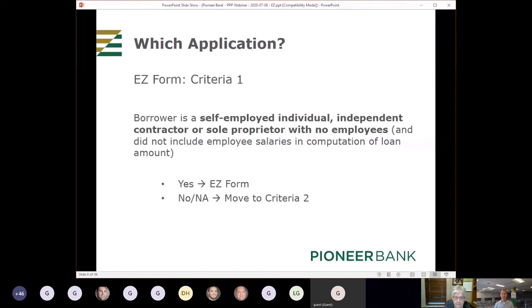First criteria is if you're a self-employed individual, independent contractor, or you're a sole proprietor with no employees. So think of it this way: if you alone are your business, you say yes to this. This is basically the "do you have employees" question, because if you don't have employees, you get to use the easy form. But if you cannot say yes to this one, then you'll move on to the next criteria.